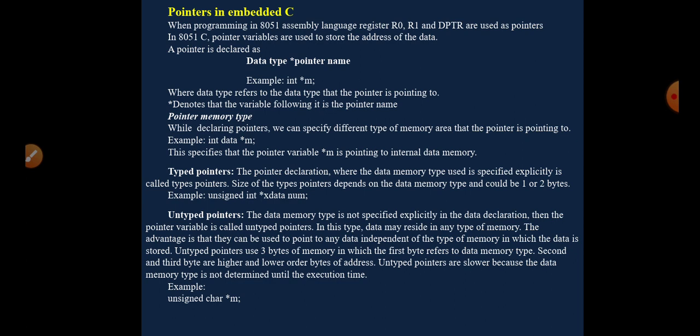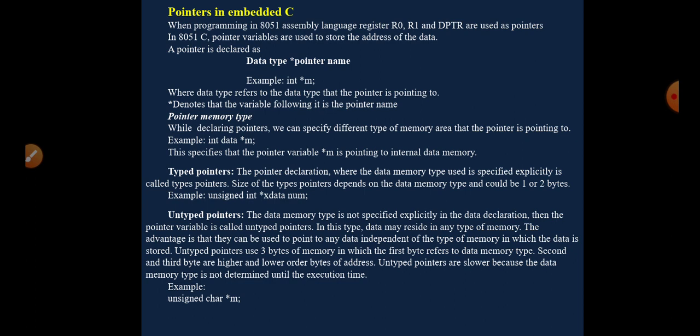Untyped pointers use 3 bytes of memory, in which the first byte refers to the data memory type. The second and third bytes are the higher and lower order bytes of the address. Untyped pointers are slower because the data memory type is not determined until the execution time.